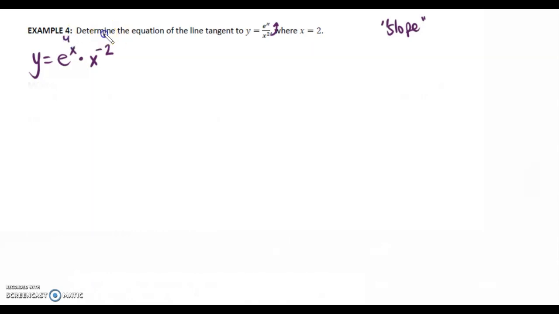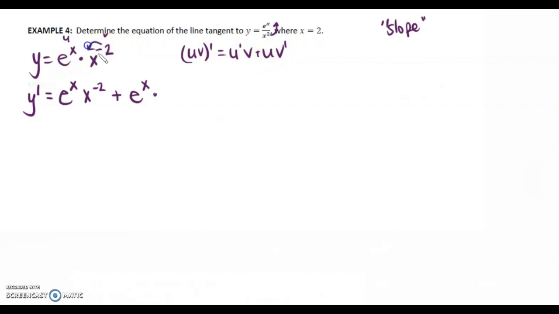Let's call this u, let's call this v. We know that this is product rule. So the derivative of uv is going to be u prime v plus u v prime. Okay, so y prime, the derivative of e to the x is e to the x, times v as itself, so x to the negative 2, plus u as it is, which is e to the x, times the derivative of v. So we're going to bring down that negative 2 and multiply it by x to the negative 3, because that's negative 2 minus 1.